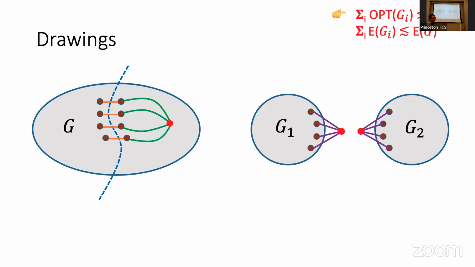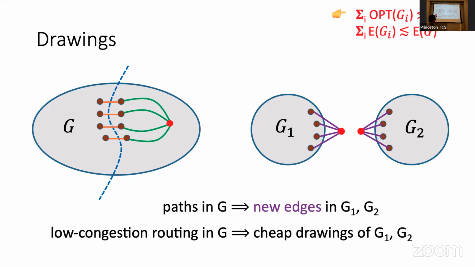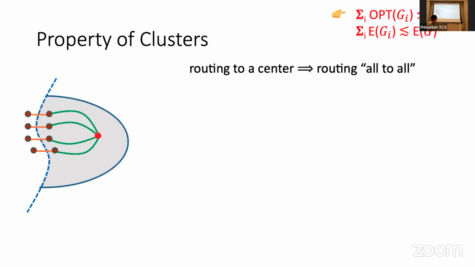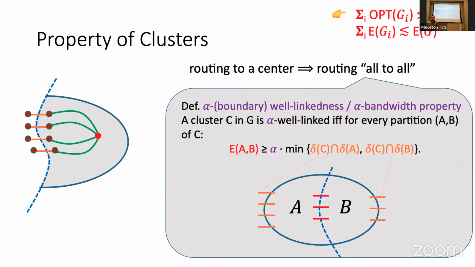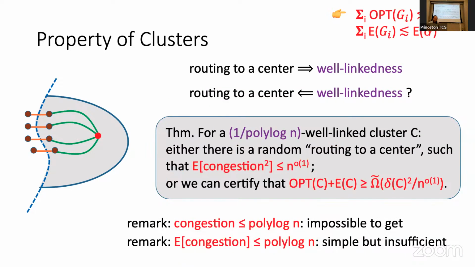So this is a property that we want for the clusters. We want paths in the other graph to use them to help us draw the new edges, and low congestion routing means cheap drawing of G1 and G2. So we want a property of the remaining cluster, which is that the boundary edges can be routed to a single vertex, which is the routing-to-a-center property. I'm going to skip something, but routing to a center, in a sense, implies route to all. If you can route to a center, then you can distribute the flow back to all. So routing to a center is stronger than route all. But route all is something we're familiar with. It's just well-linkedness or expander-like. Routing to a center is not what we're familiar with. And one technical thing is here, we show that well-linkedness is enough. Route all is well-linkedness, but well-linkedness does not give back a routing-to-a-center property.